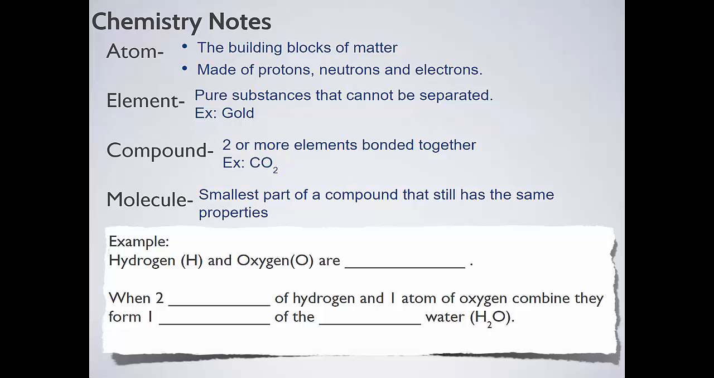So let's use some of these terms that we just defined. Hydrogen has the symbol H and oxygen symbol O. They are both what? They're both elements. Think about this next sentence. When two blank of hydrogen and one atom of oxygen combine, they form one blank of the blank water. Anyone think they understand these words enough to make that into an actual sentence?